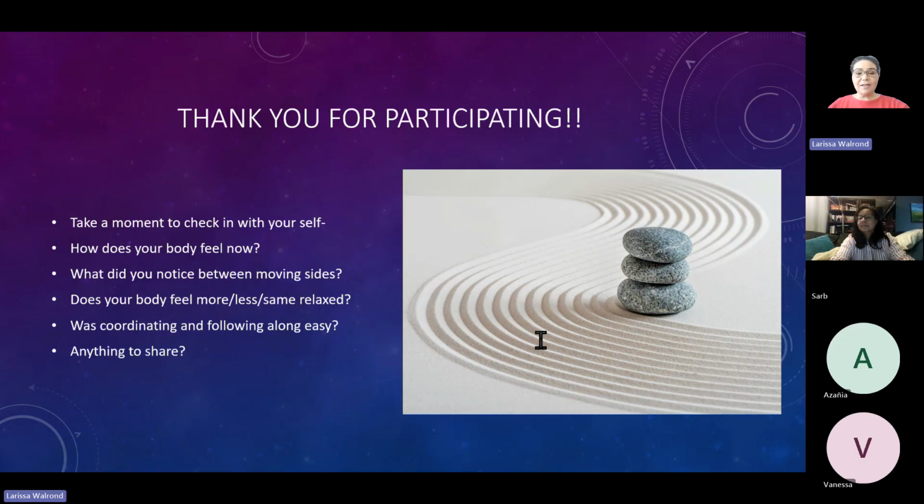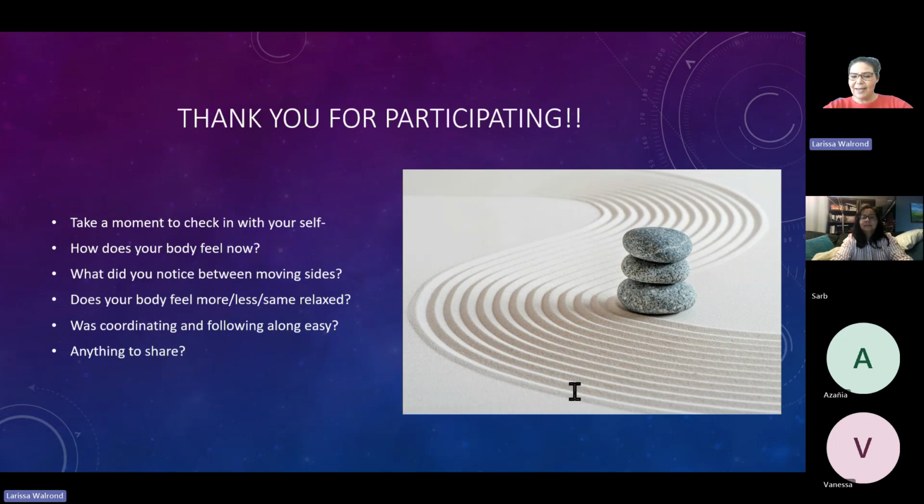Okay, so yeah, if you have anything to share from that experience, now's the time. How did it make you feel? Do you feel the same, better, worse, relaxed from beginning to end? And did you find it easy to coordinate? I know I find it hard sometimes, and anything else you might want to share.